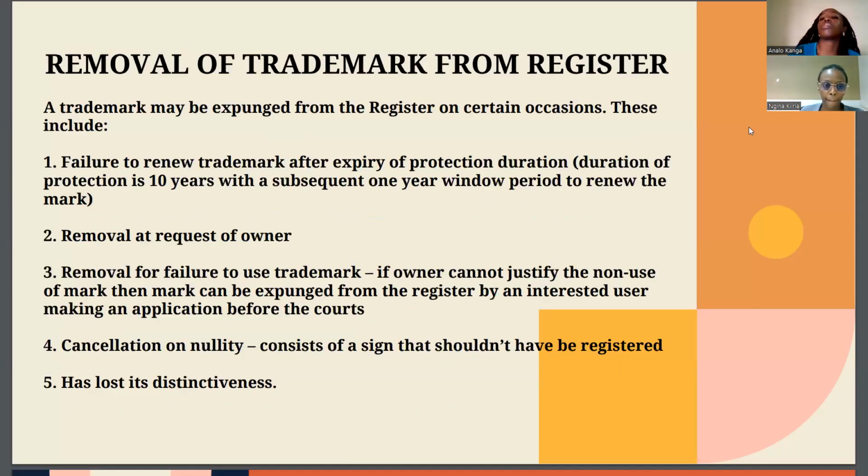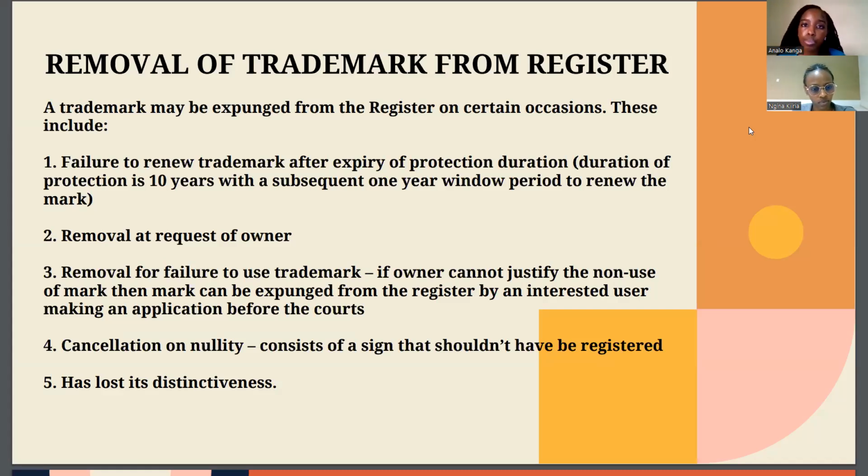Trademark also expires. There are certain instances where your trademark can be removed from the Registrar of Trademarks. One, failure to renew your trademark. Trademark exists for 10 years. As we said, copyright is the lifetime of the author plus an additional 50 years. Trademark exists for 10 years. Then number two, you can request to have it removed from the Registrar of Trademarks. And number three, very important, this is the point I was getting to, removal for failure to use the trademark.